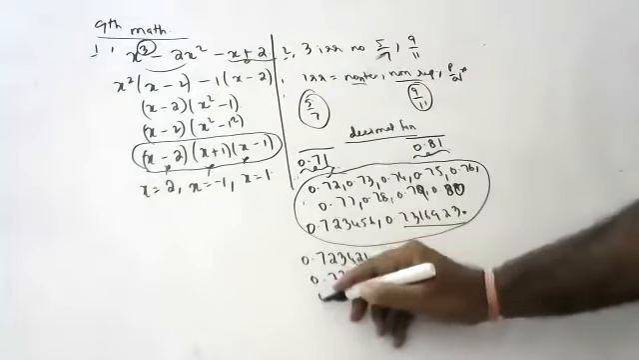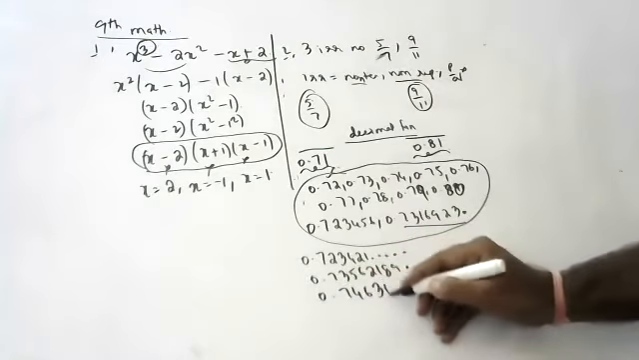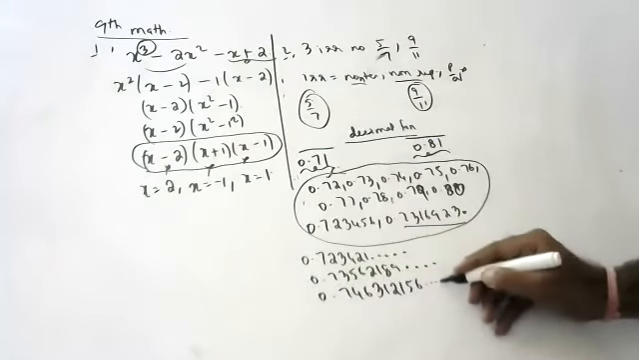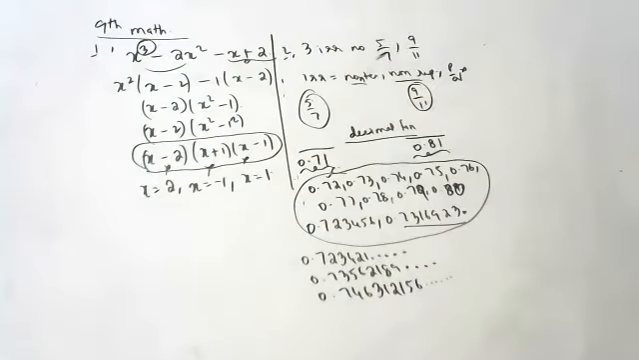No, sir, I want one more example. Your wish. 0.74631215, your wish, children. Whatever number you want, you write. How many you want, you can write. Infinite numbers you can write.